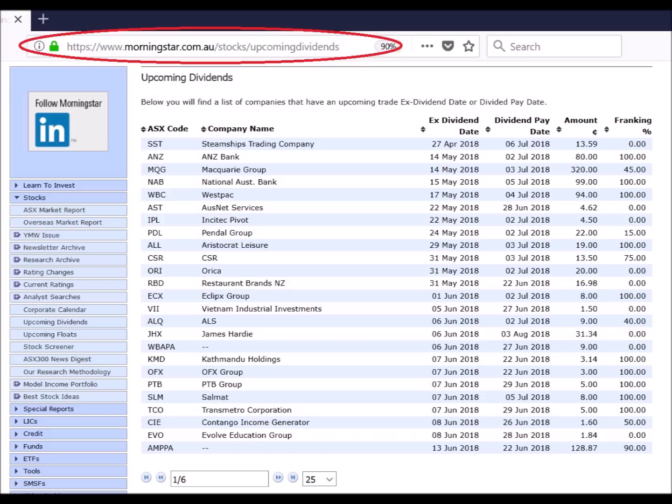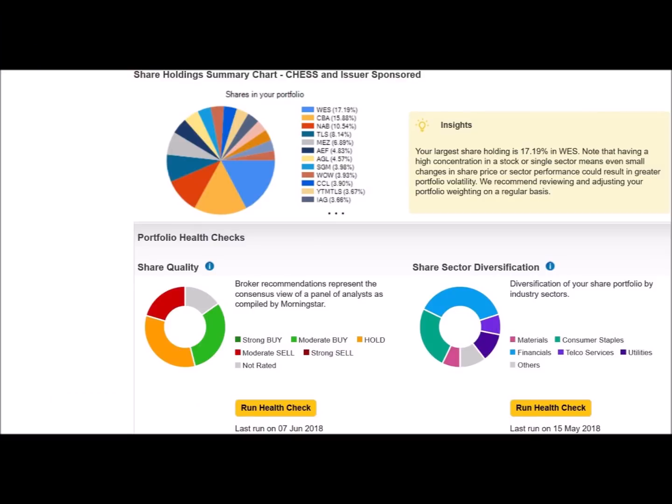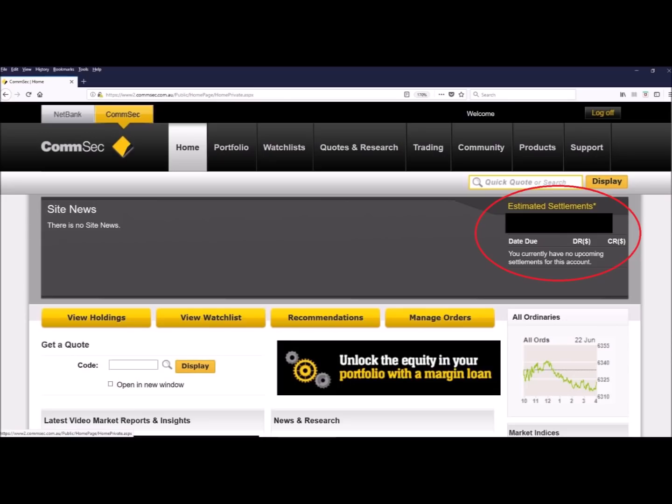Once you have established a portfolio, Commsec has many helpful tools like health checks, which scans your portfolio and gives you a buy-sell recommendation or a sector diversification check. This is taken from a poll of participating brokers. Once you have made a trade, it can take up to 2 to 3 business days for the trade to be confirmed. You can see the settlement dates on the Commsec homepage, estimated settlements.